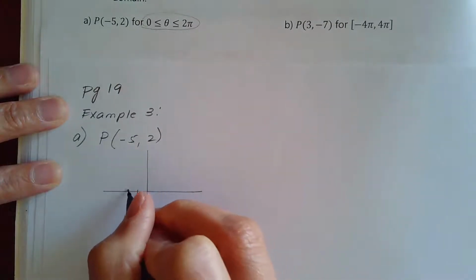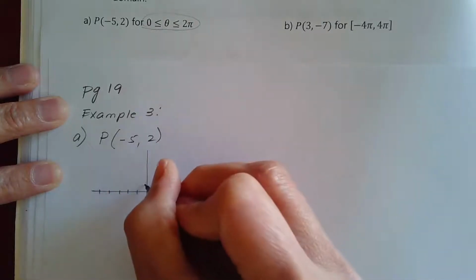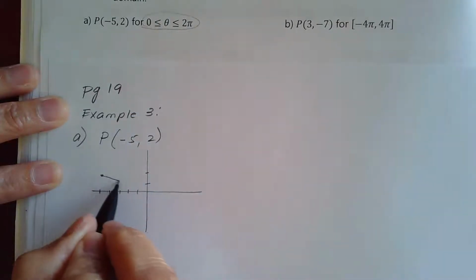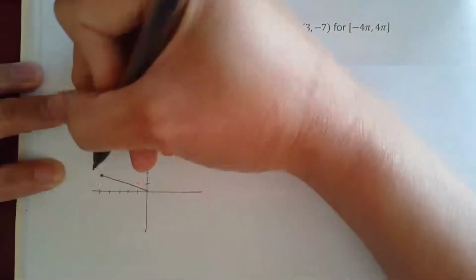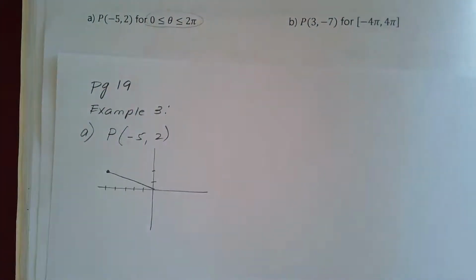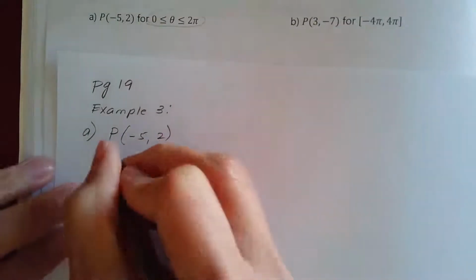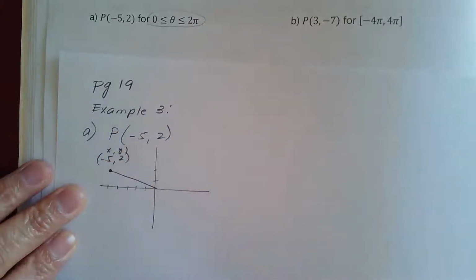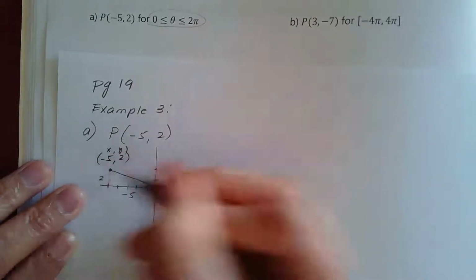So negative 5, 1, 2, 3, 4, 5, negative 5, positive 2, and right there. So that means our terminal arm goes through the point negative 5, 2. So this is our x, negative 5, 2. So x comma y, negative 5, positive 2.